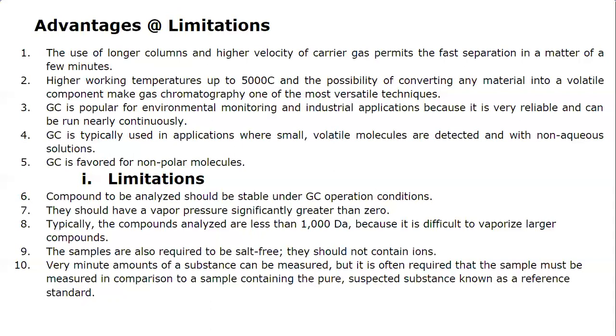Why? Because our mobile phase is carrier gas, and we are introducing the sample in the vapor phase. When we are using these two gases, the vapor pressure should be greater than zero. Otherwise, we cannot separate them. Typically, the compounds analyzed are less than 1000 daltons, because it is difficult to vaporize larger components. The samples are also required to be salt free, so they should not contain any salts or ions.